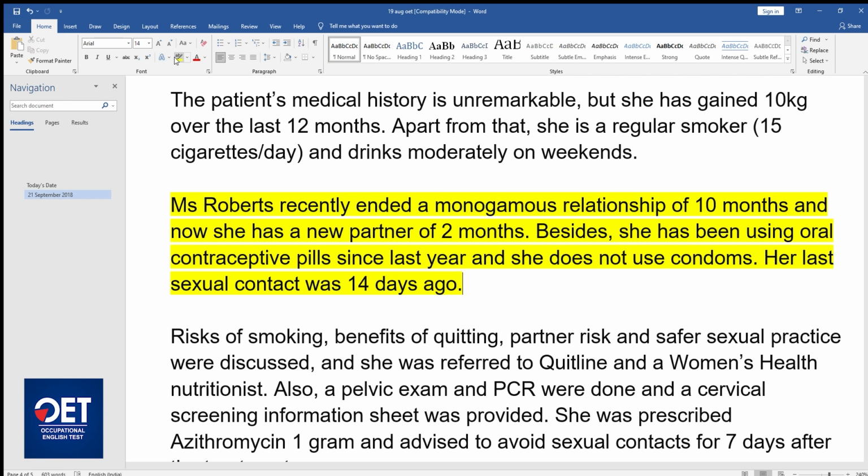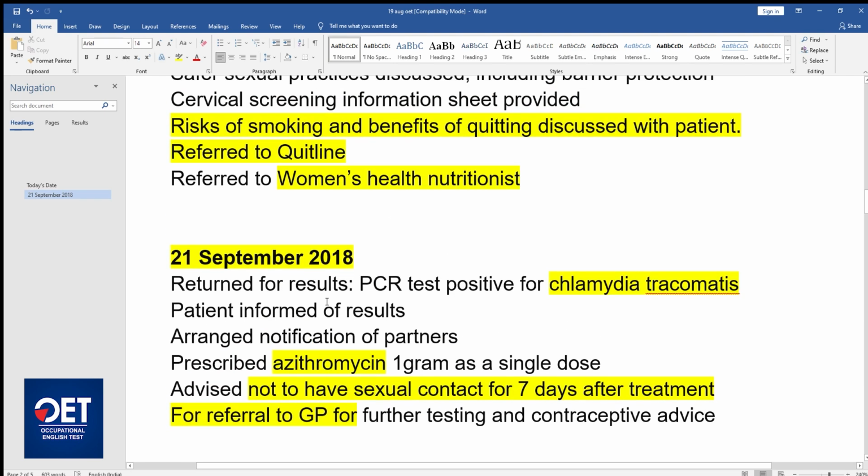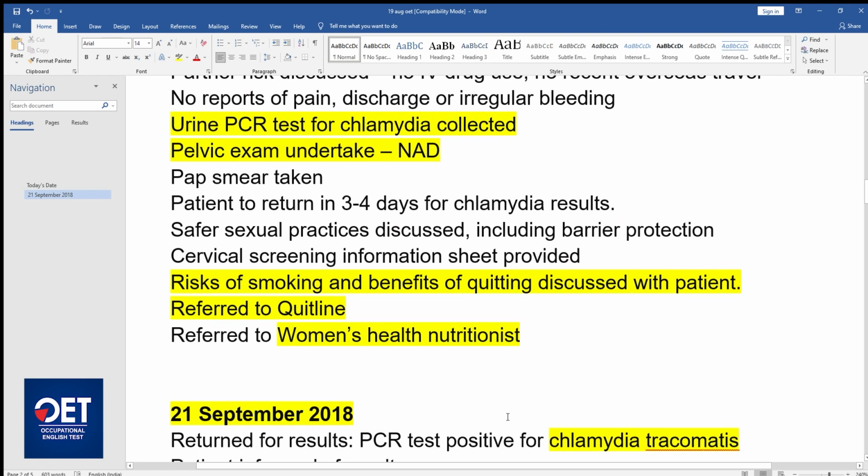Now let's move on to body paragraph 3. Here we need to mention the information regarding her nursing management. We have a lot of information here about her pap test, about her weight gain, about her reproductive health history, and also about her PCR test for chlamydia and her pelvic exam.